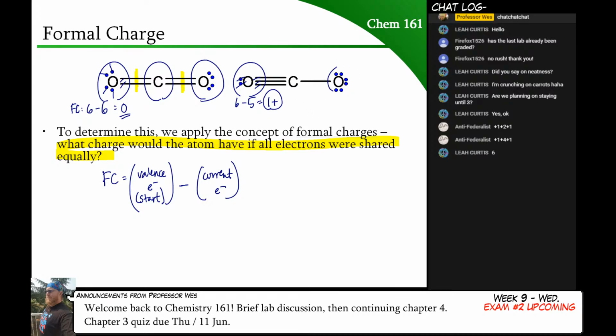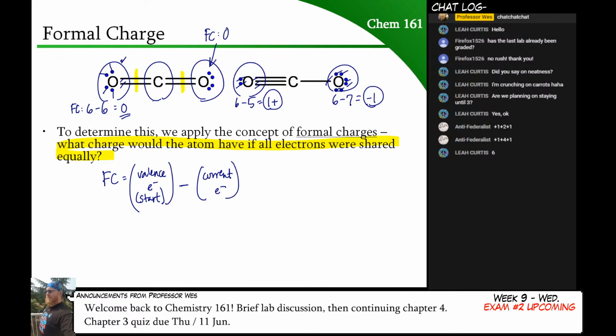If I do the formal charge of this oxygen right here, I would get 6 minus 1, 2, 3, 4, 5, 6, 7. I get a formal charge of -1. This oxygen right here is identical to this one that was over here on the left, so its formal charge is going to be 0.